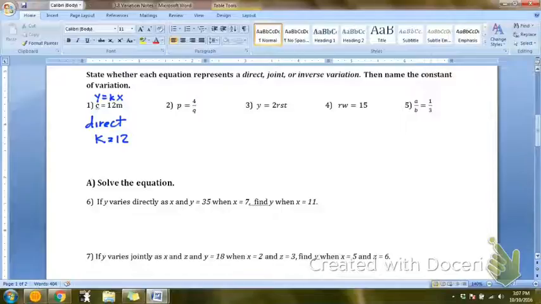What does number 2 look like? What type does number 2 look like? Inverse. It looks like inverse, right? Where the constant is on top and you have a variable on the bottom. Emily Harris, what is our constant? 4. Excellent.